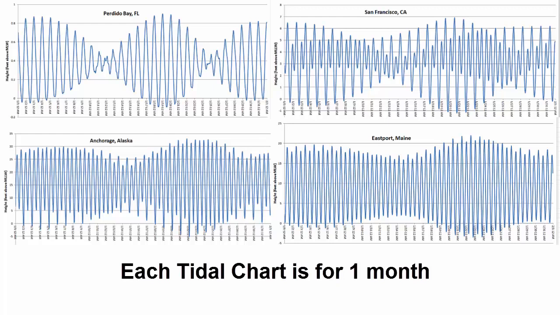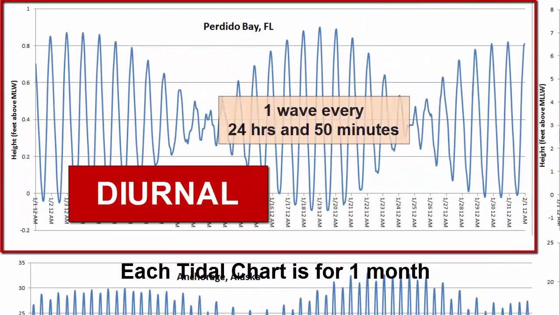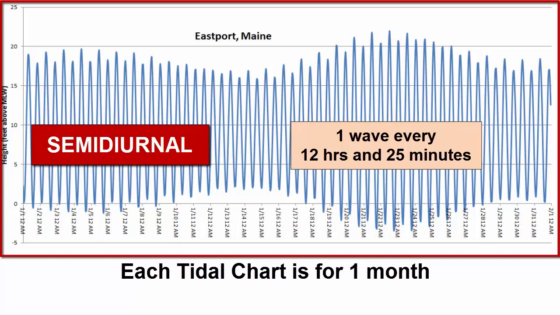First, we see that there are represented here three different tidal patterns. A diurnal tidal pattern means one high tide and one low tide every 24 hours and 50 minutes. This graph shows diurnal tides at a beach in Florida. A semi-diurnal tidal pattern, as already discussed, means one high tide and one low tide every 12 hours and 25 minutes, or two high tides and two low tides every 24 hours and 50 minutes. Water levels of each high are roughly the same. Water levels of each low are roughly the same. Eastport, Maine has a semi-diurnal tidal pattern.